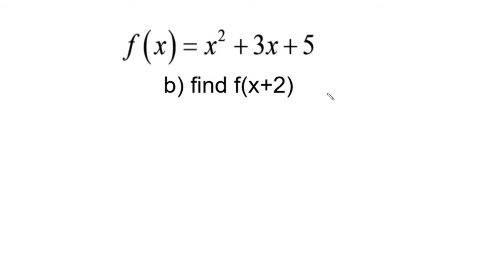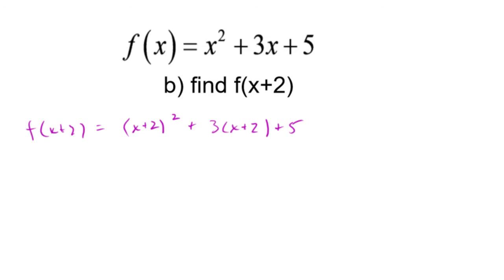It's just a direct substitution, all right? We've got f of x plus 2 this time. So instead of writing just x, we substitute x plus 2 in. So f of x plus 2 is equal to (x plus 2) squared plus 3 times (x plus 2) plus 5.